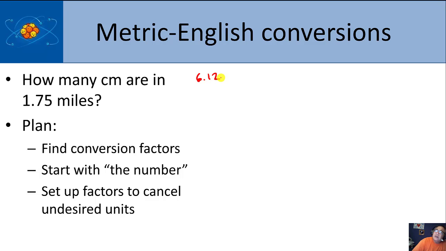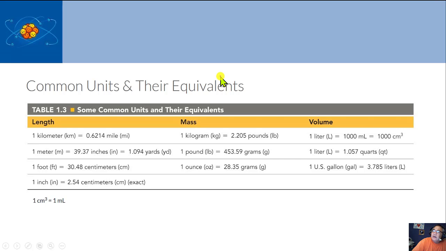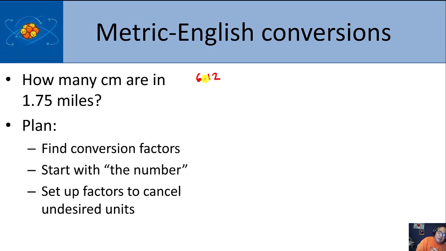Let me double check that real quick. 0.6214. I don't know where I got this. 0.6214 kilometers equals 1 mile. And then we're going to do a little thinking on this. If I want to know centimeters, then I know 1 kilometer is equal to 10 to the third meters. And then I also know that 1 centimeter is 10 to the minus 2 meters.